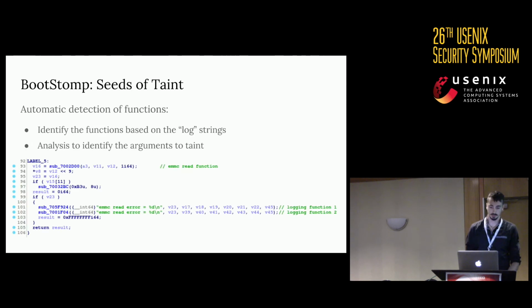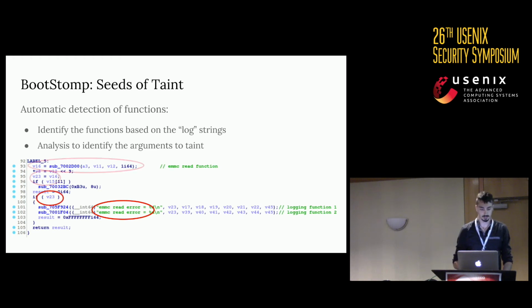How does it do that? Well, we found out that in bootloaders, log strings are very common. So what BootStomp does is look for some known keywords. For example, in the picture you can see EMMC and read. Then it does a use-def analysis, and it understands which functions would actually trigger the log string. In this case, the first function in the picture.